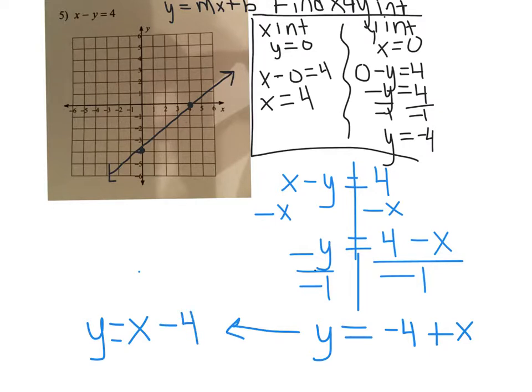And then we can graph this. So according to my blue equation, my y-intercept is -4. And then I go up 1, over 1, up 1, over 1, up 1, over 1, up 1, over 1. So it's the same exact line.